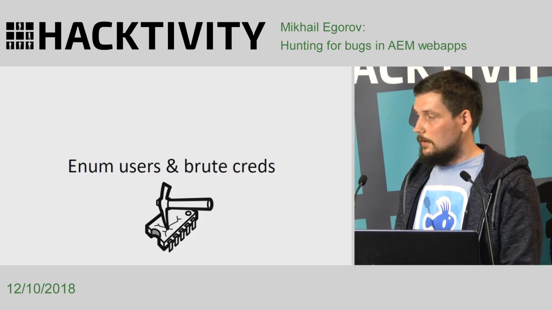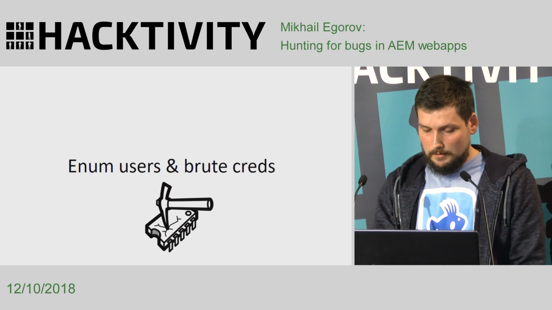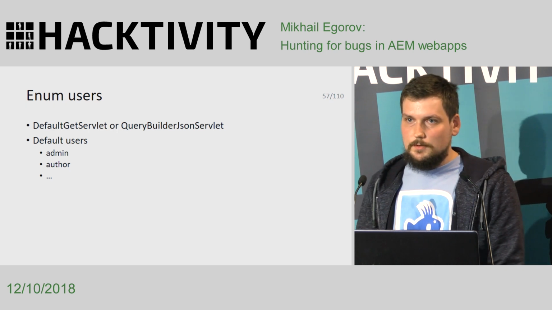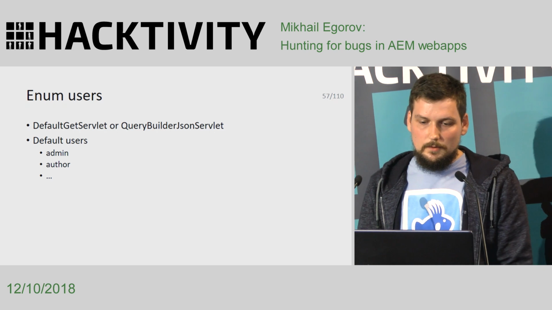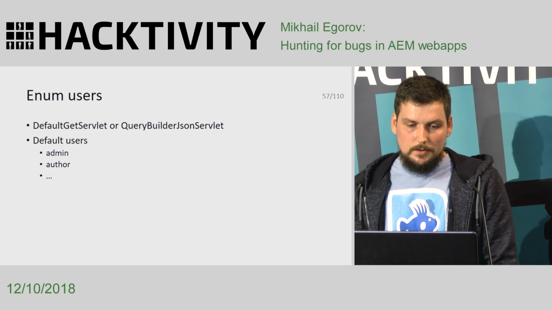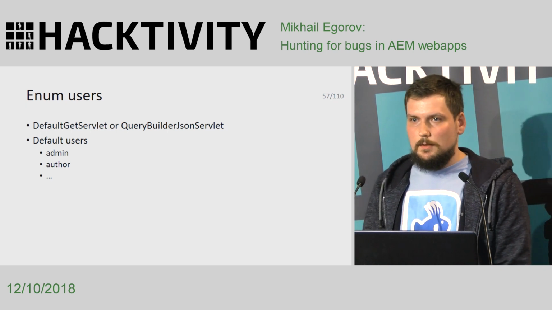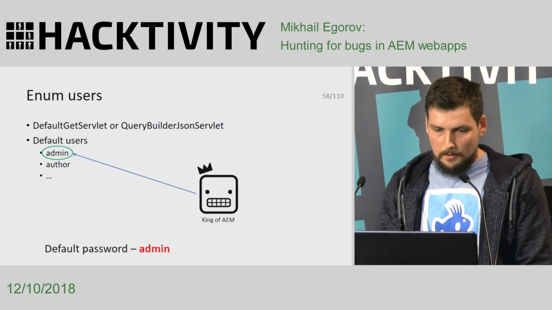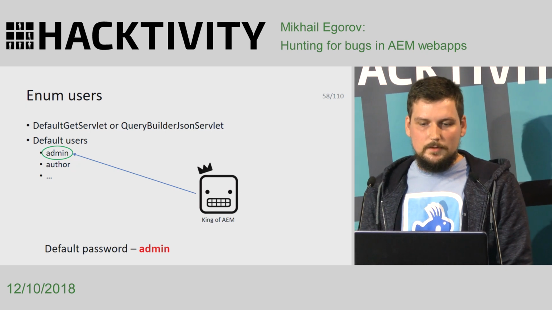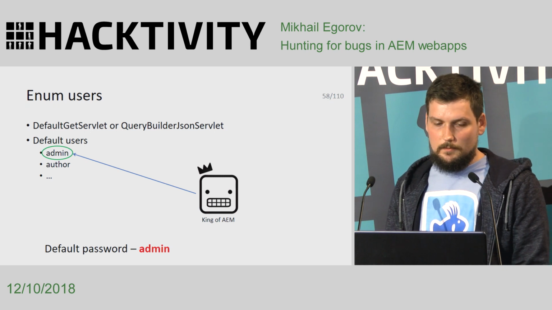Now let's look at how we can get access to AEM as some user. For getting valid usernames, we can use the default GET servlet or the Query Builder JSON Servlet. We have already discussed how to do it. And additionally, AEM has default users with names admin and author. User admin is the king of AEM. He has full access to everything. And the default password is admin.